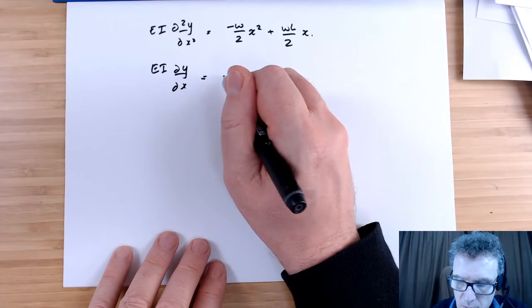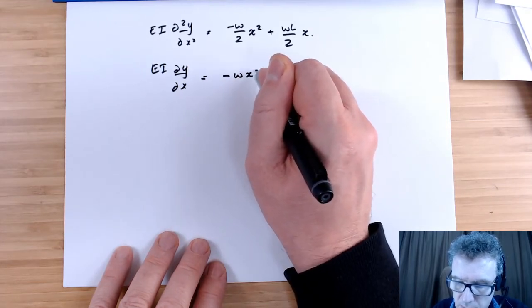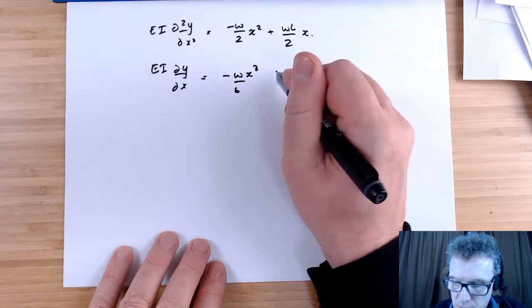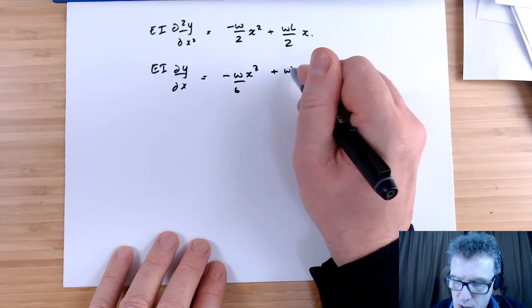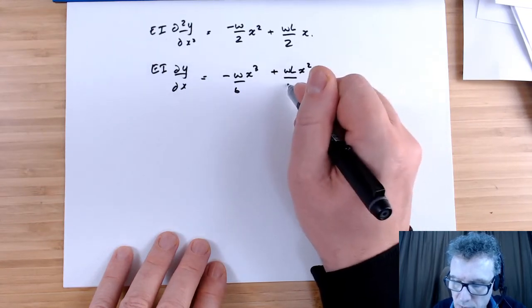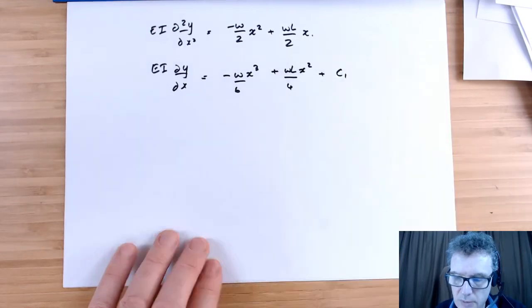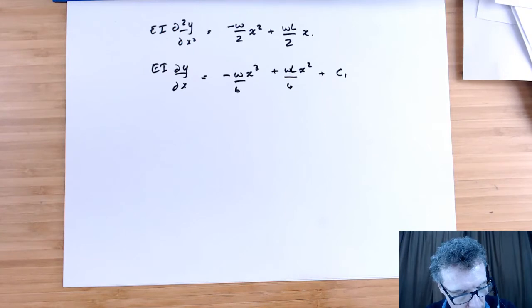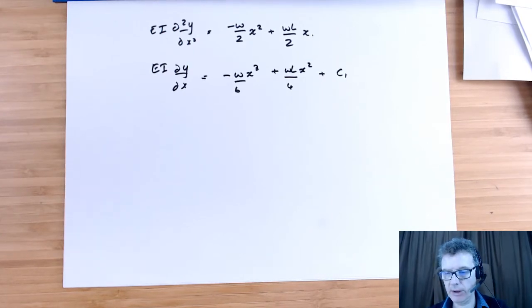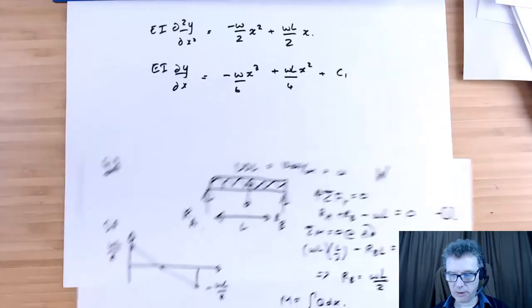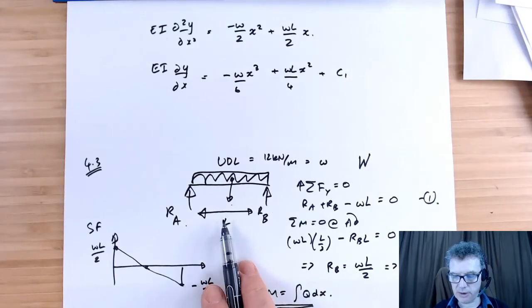So that becomes minus little w x to the power 3 over 6. Integrate this once. Becomes x to the power 2 over 4 plus c1. Now here you could be naughty, and they aren't naughty in the book, so let's not be naughty, but we could say to ourselves, well, I do have a boundary condition.